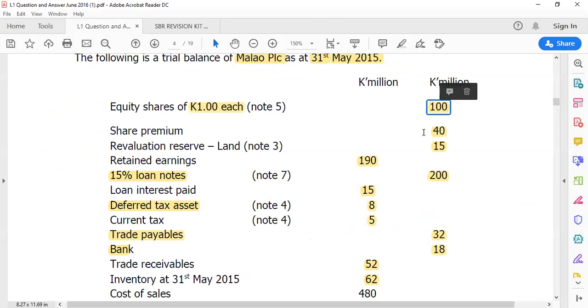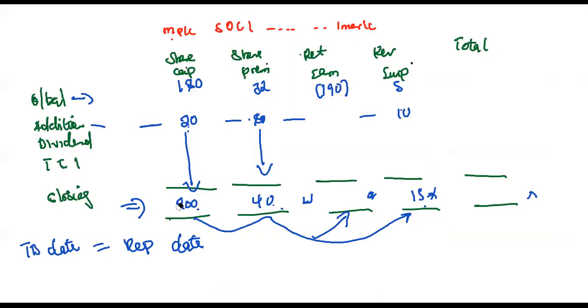Okay, so that means we have to change a figure. So that means we are going to remain with 80 here. So when we less 20 from 100, we have our 80 there. So they opened with 80. Your figures are even adding up. So now the only thing remaining in changes in equity is simply the total comprehensive income: net profit plus other comprehensive income. You bring it there. Remember the retained loss? They opened with 190 retained loss. Okay, so what do we do?